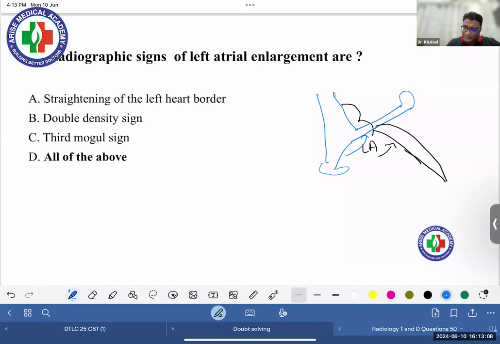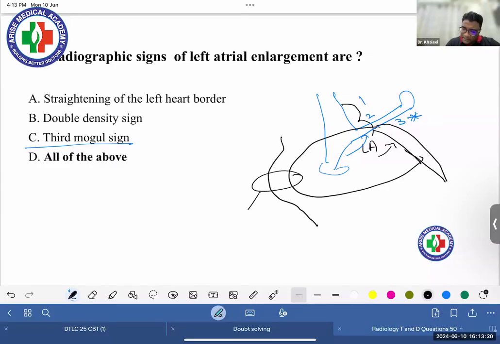And because this is the third bulge, first, second, third bulge that becomes prominent, that is called the third mogul on just X-ray. And when left atrial enlargement occurs, the heart border on the right side appears double. So this is called double right heart border.